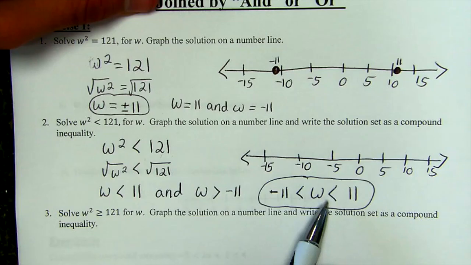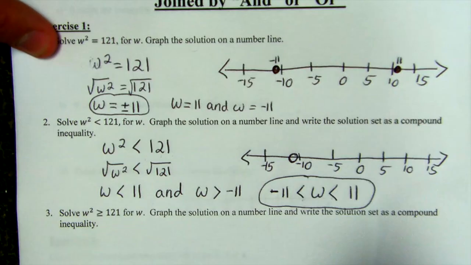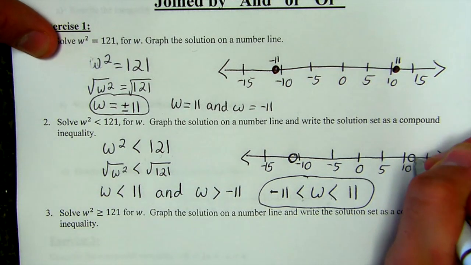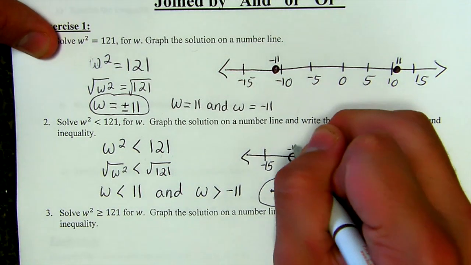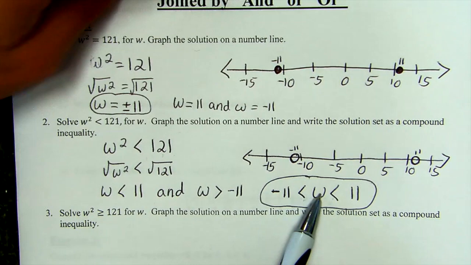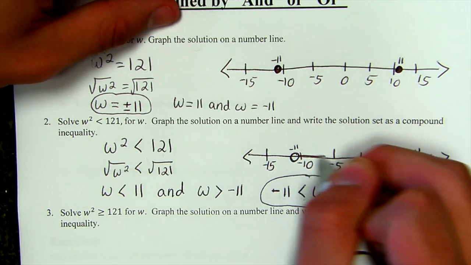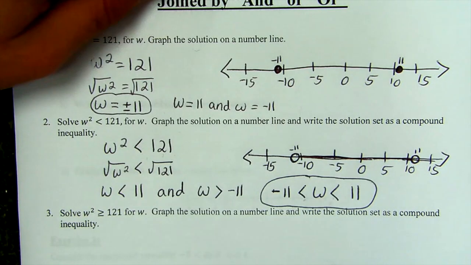Since we have less than and greater than, what we're going to do is have an open circle. So at negative 11, we'll have an open circle because negative 11 is not included. And then we have an open circle at 11. Again, above it we can write negative 11 and 11, so that we can see that those points are negative 11 and 11. And where is w greater than negative 11 and less than 11? It's right in between. So we're going to shade in between the two. And then there we have it.